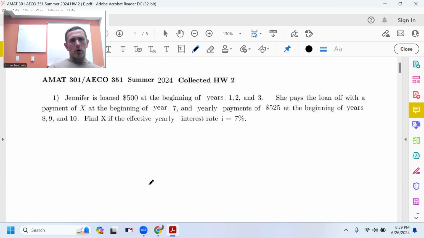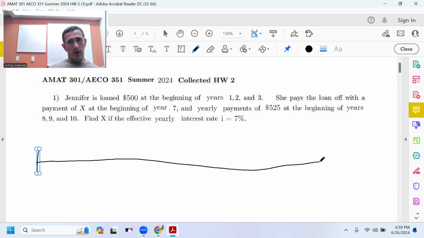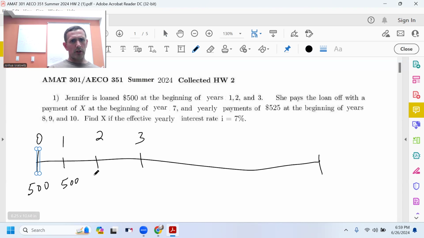Okay, so problem 1, Jennifer loans 500 at the beginning of years 1, 2, and 3. So immediately let me draw a time diagram. Remember, year 1 is 0 to 1, year 2 is 1 to 2, year 3 is 2 to 3. So the beginning of year 1 is t equals 0, beginning of year 2, t equals 1, beginning of year 3, t equals 2.